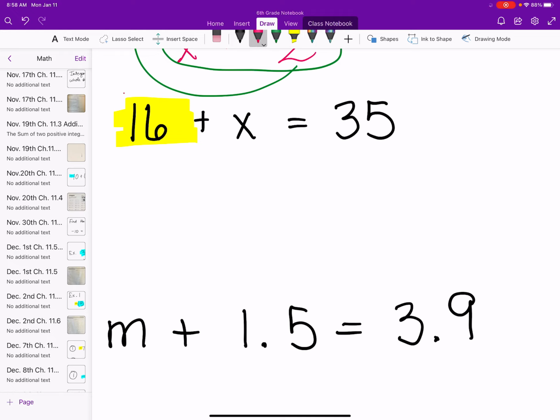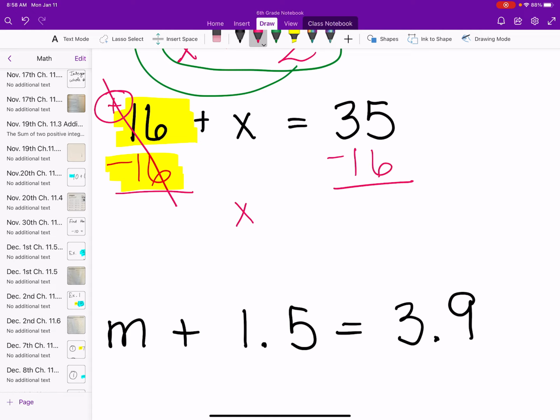So there's nothing in front of my 16, which tells me that it's a positive. I need to take the opposite of positive 16, which is a negative 16. And when I do that, it cancels out on this side, and all I'm left with is x. So if I took a minus 16 on one side, I need to do the same on the other. And I take 35 minus 16. You could borrow if you need to, or you can just do this mentally, is 19. And so x is equal to 19.